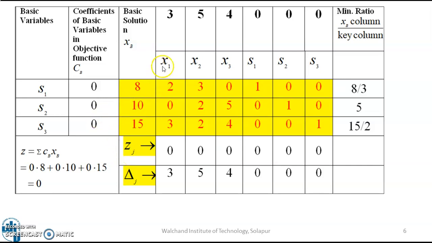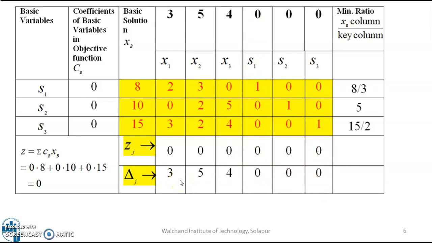Now next, calculating zj, which is again defined as the sum of the product of the CB column and the x's and s's columns. As all these entries are 0, obviously when we take the position-wise product and the addition, we must have each and every entry 0 here. Now calculating the net evaluation delta j, which is nothing but the subtraction of the coefficient and this zj, that is 3 minus 0 is 3, 5 minus 0 is 5, 4 minus 0 is 4, 0 minus 0 is 0 everywhere.